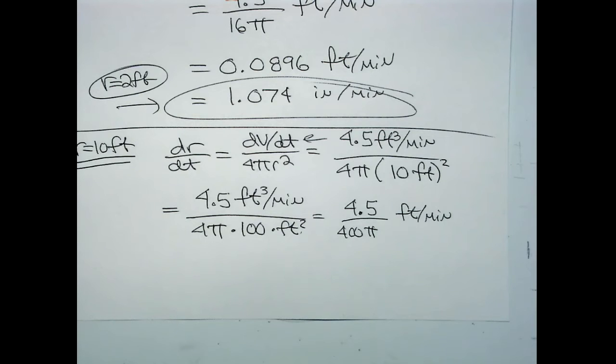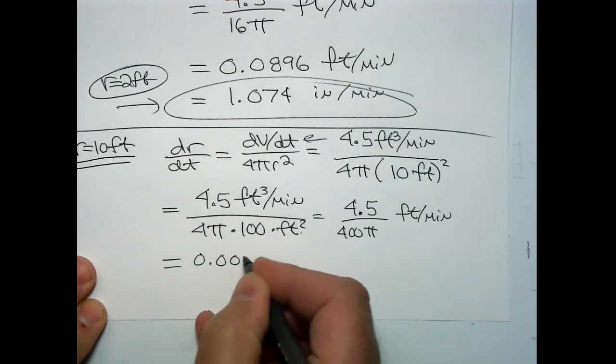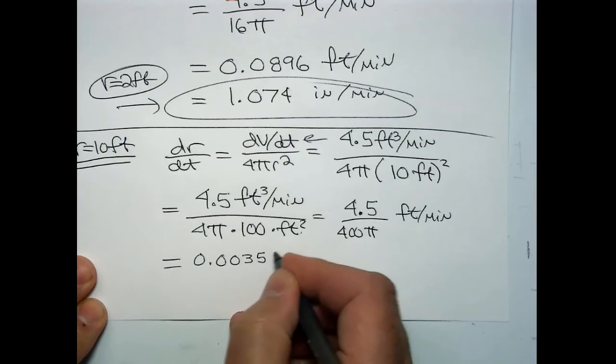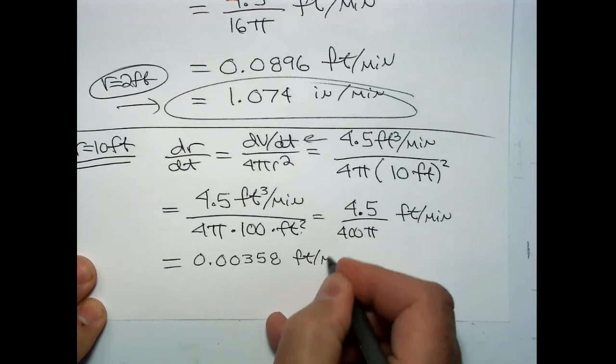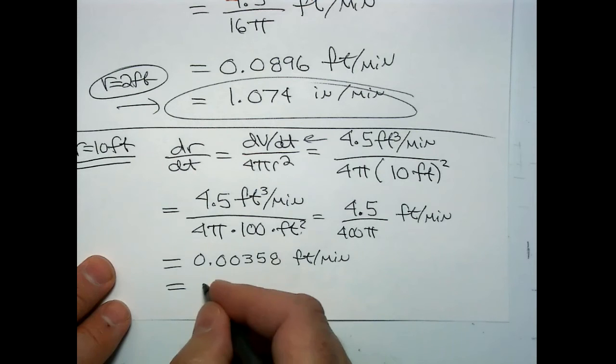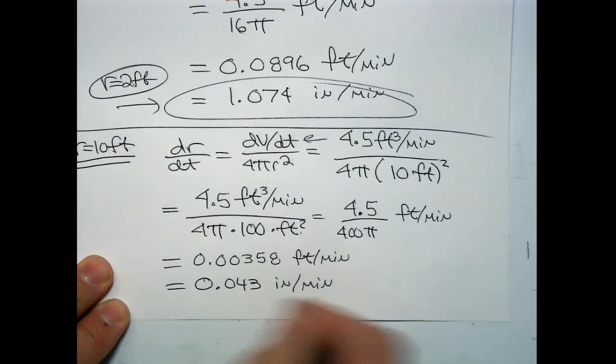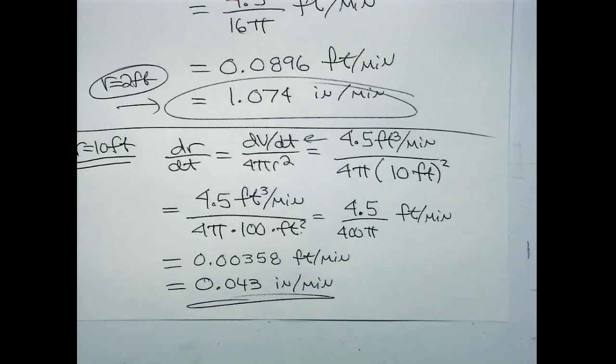4.5 divided by 400 pi. Wow, this thing slowed down. The radius rate of growth at that moment is pretty minuscule. Multiply by 12. Let's see how many inches per minute we got. Boy, I'd say at 10 feet out, this balloon, the radius, slowed down tremendously. So that's a very good example of a related rate problem, volume and radius.